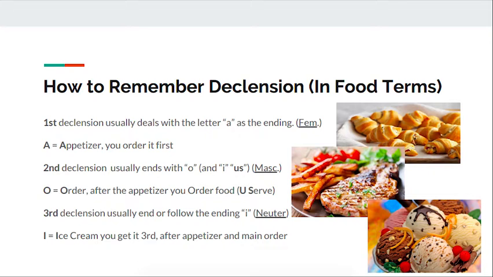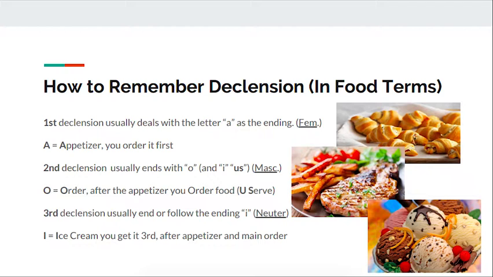So A, first declension. Now second declension usually ends with O and an I, US, and sometimes even IS. So let's think of O, second declension O, equals order. You've already got the appetizer and now you're ready to order the main meal, so this comes second. Or you can think about it as you serve, US. You just ordered the appetizer and now you are going to serve it. So that comes after the appetizer. So O or US or IS is second declension because it comes after the appetizer, it's second.